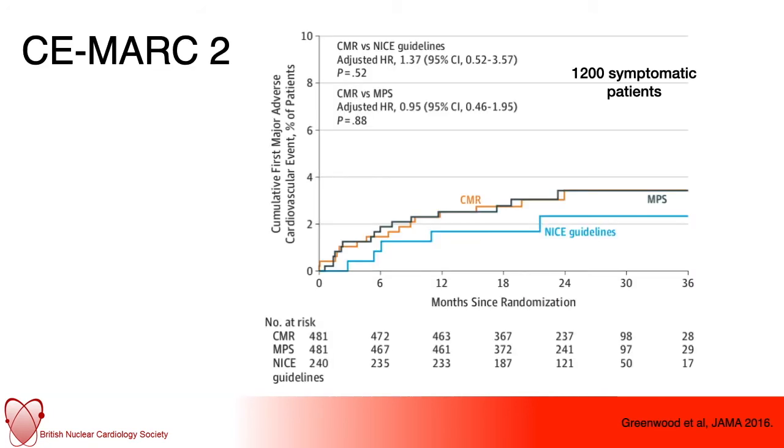And just looking at the CE-MARC 2 trial, so the later iteration of CE-MARC 1, this was looking at 1,200 symptomatic patients. And what was interesting is patients investigated by cardiac MRI or myocardial perfusion scintigraphy, both groups had lower rates of unnecessary invasive coronary angiography within 12 months compared to NICE guideline-directed care. There was also reassuringly no difference in major adverse cardiovascular events, and by that what I mean is cardiovascular death or MI between the two groups, and that's between cardiac MRI and myocardial perfusion scintigraphy.